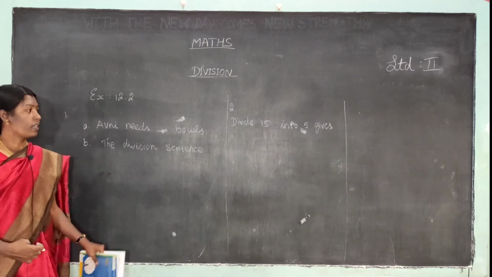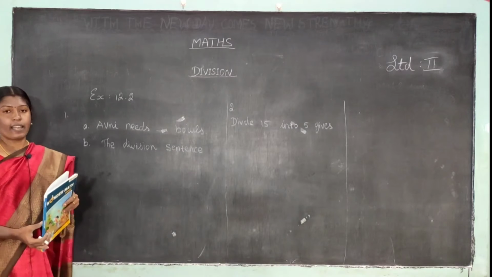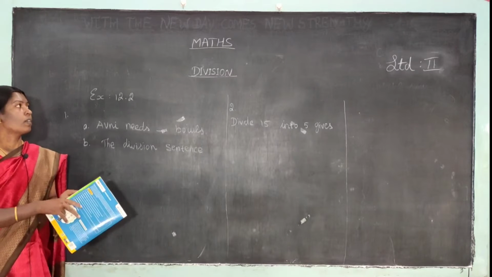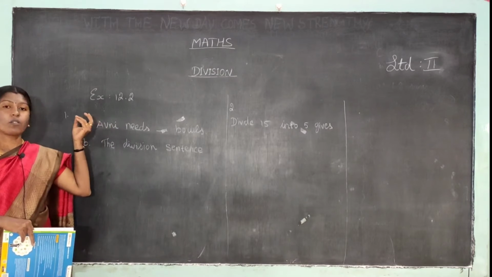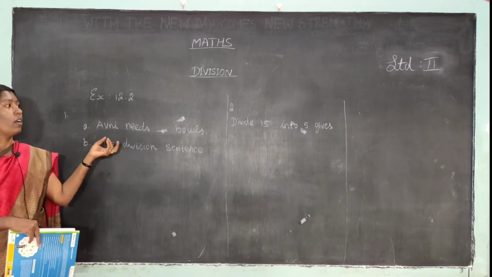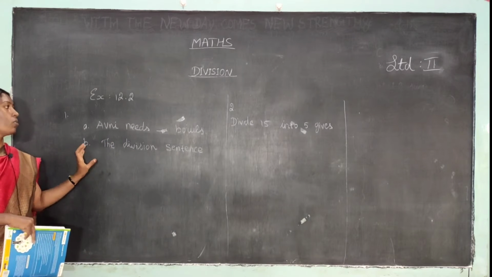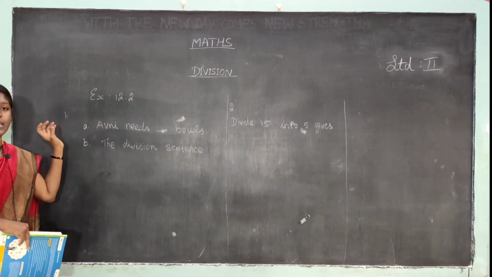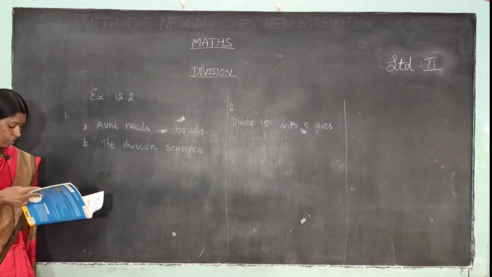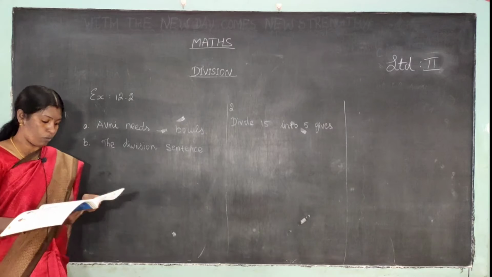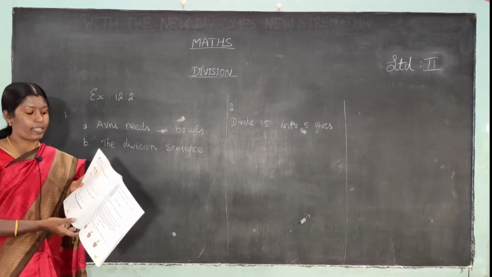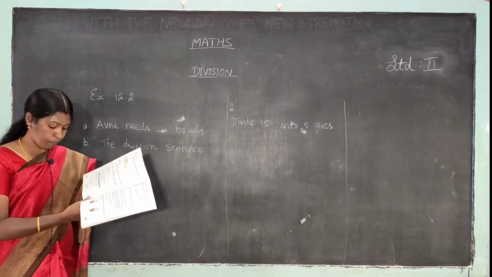Good morning students. In the previous video we already learned what is division, what is the definition, what is the symbol of division, what is the quotient and remainder. Already we learned, okay, and we already did some example sums also. Here just turn the page 76, the exercise 12.2.